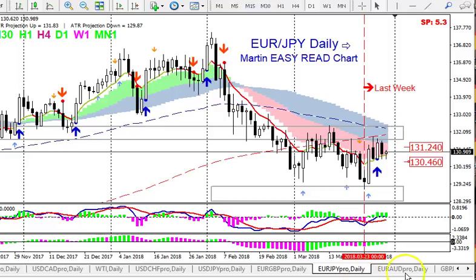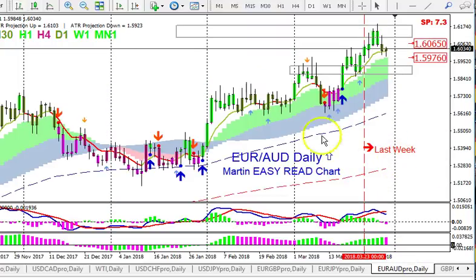Now we move to the EURAUD. Complete opposite for this pair. You can see uptrend all the way, right? Okay, uptrend. We had some great buying opportunities here. This is a deep pullback, U-turn right here off the blue zone. Look at that. I mean, really nice entry there.